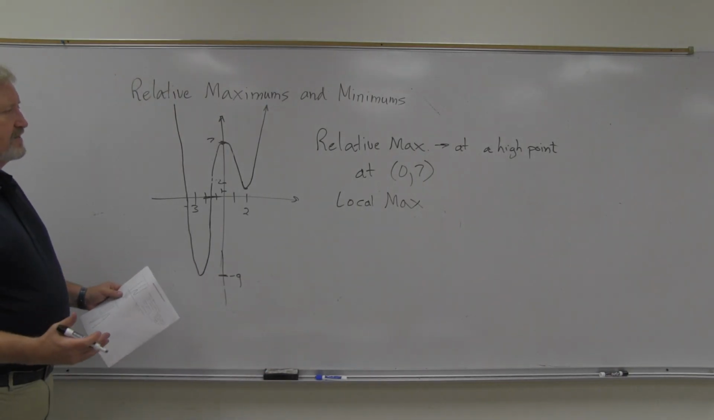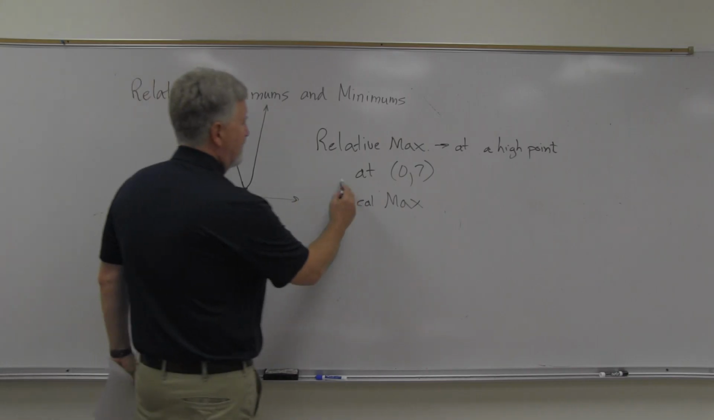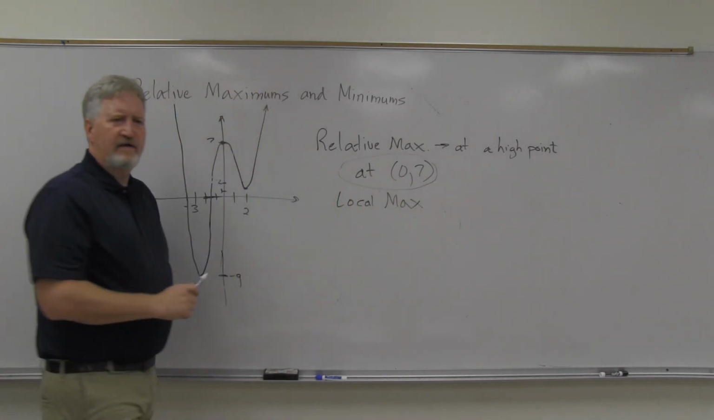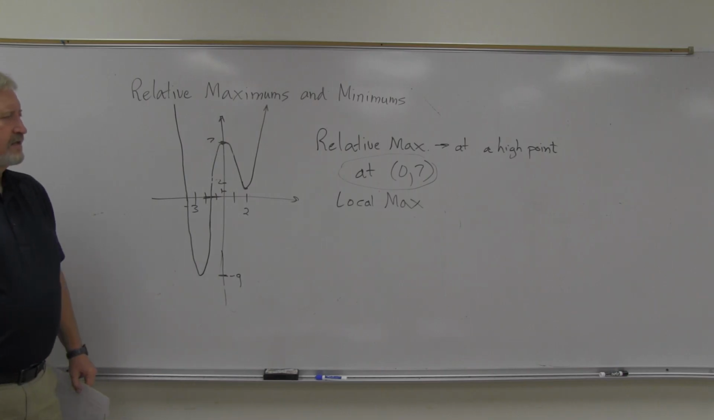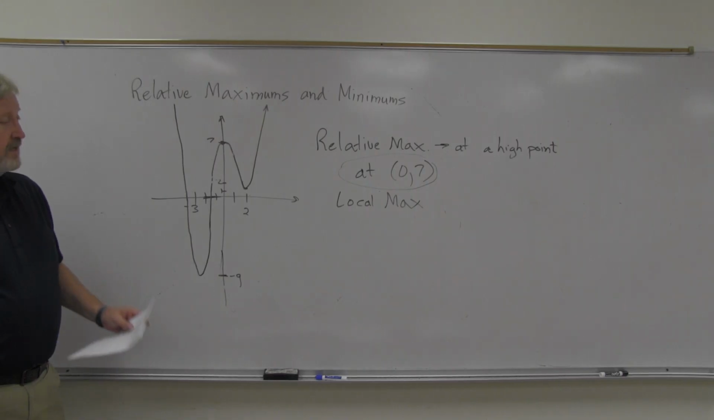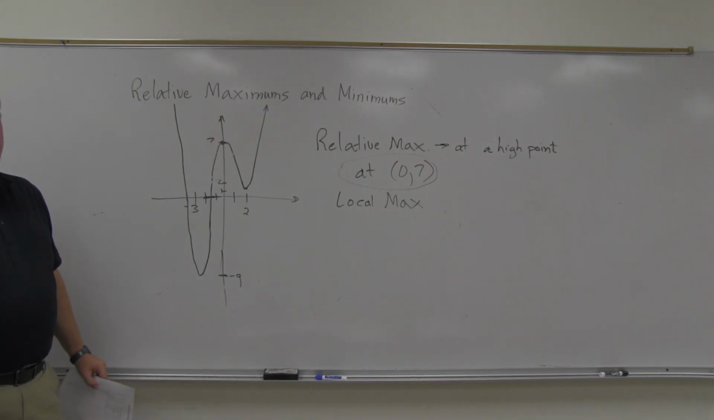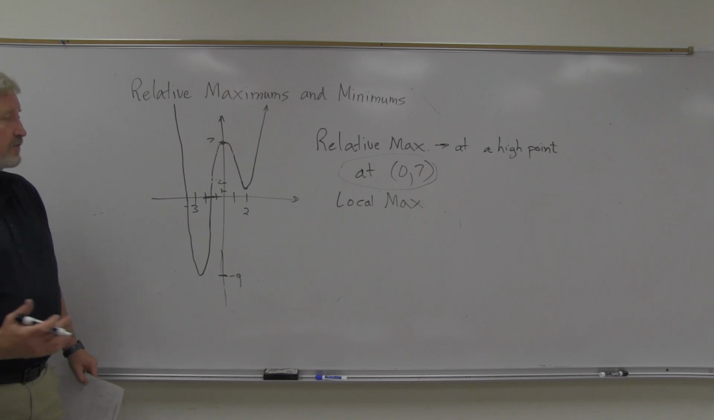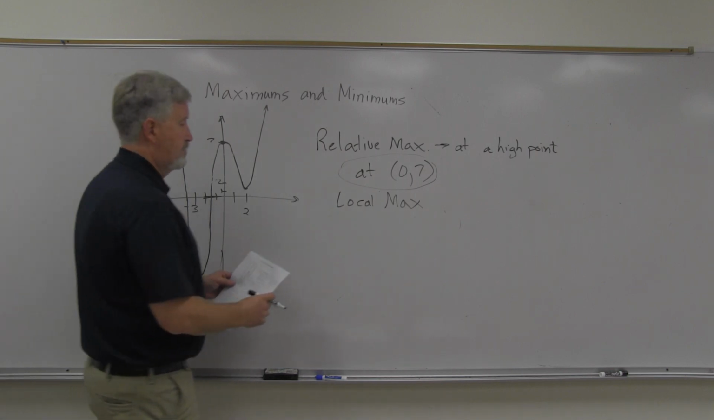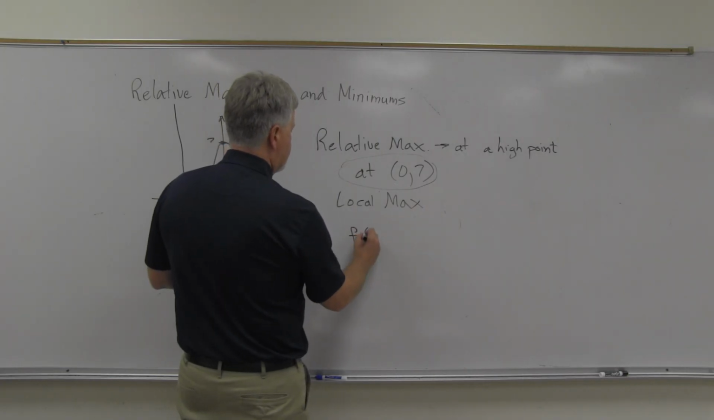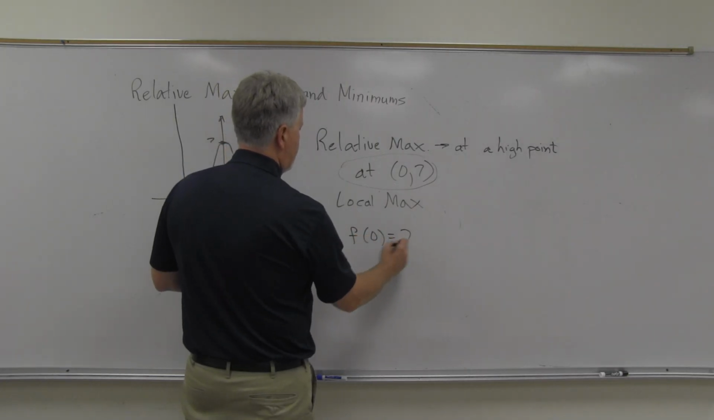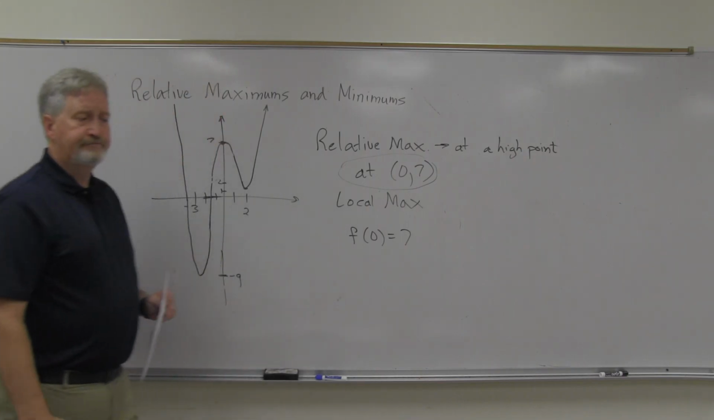Different ways to write it. So in this particular case, I think that's the way you may see the answer provided: at 0, 7 is our relative maximum. To be honest though, what's maximum about it? It's the function value. So a more precise way of saying it: f of 0 equals 7 is our relative maximum.